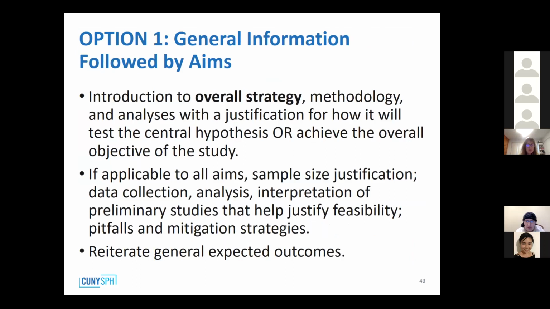So for option 1, the general information followed by aims. This option is for projects that have an overall global strategy and methodology and set of analyses. So you would have an introduction to the overall strategy, methodology, and analysis with a justification for how it will test the central hypothesis or achieve the overall objective of the study. If applicable to all aims, include sample size justification, data collection, analysis, interpretation, preliminary studies that help justify feasibility, pitfalls, and mitigation strategies. Remember to reiterate your general expected outcomes.